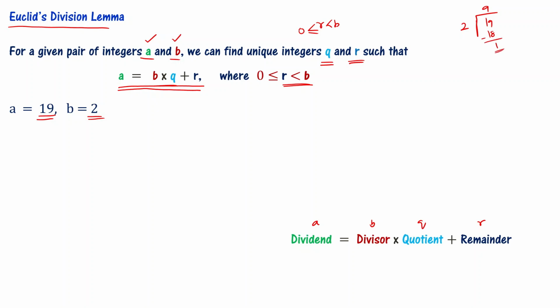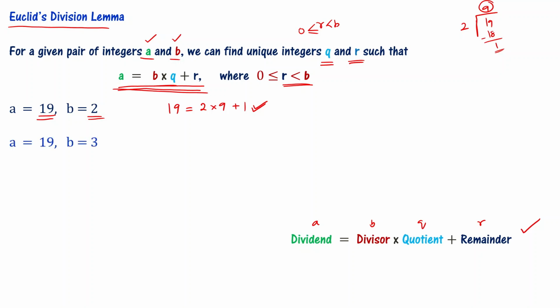Now, we can write it in this format, right? It means a, that is 19, is equal to b, that is 2, times q, the quotient 9, plus 1. Using Euclid's division lemma, we get this. Or simply, you can use this division so that you can get an equation like this. Let's look at another example.